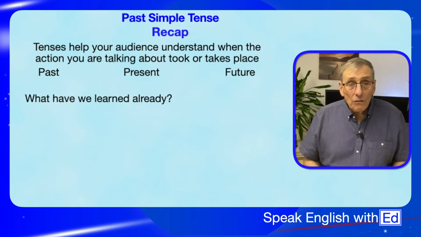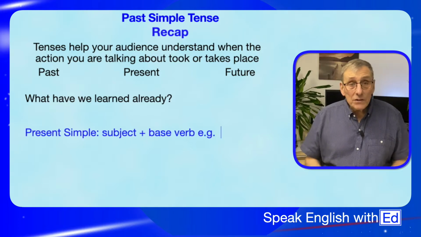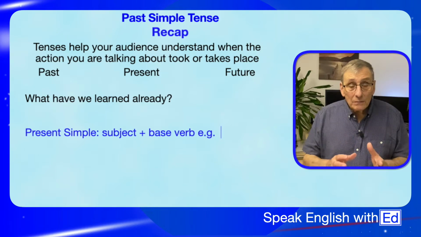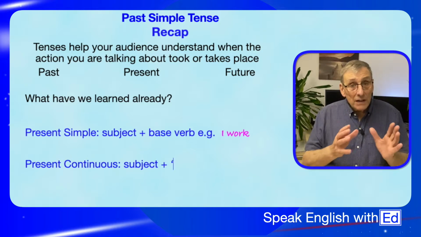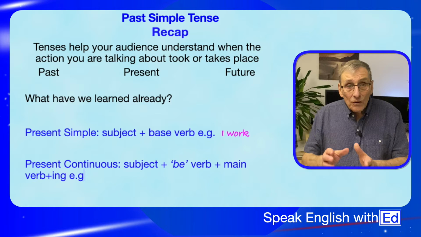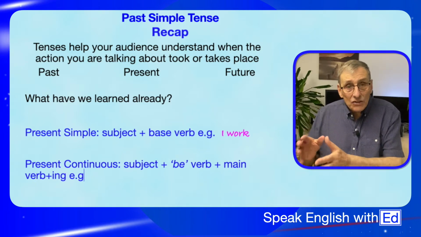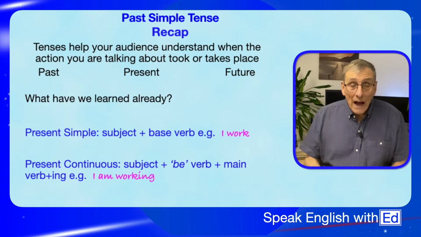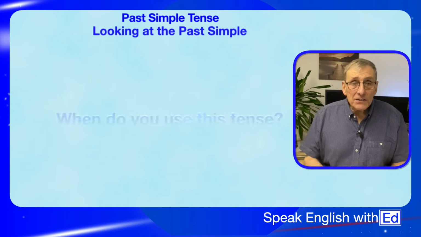What have we learned already? Well, we've learned that the simple present is built by using a subject and a base verb. Example, I work. The present continuous is built by using a subject, a verb to be, and then the base verb, the action verb, with ing on the end of it. Example, I am working. So when do we use the past simple tense?